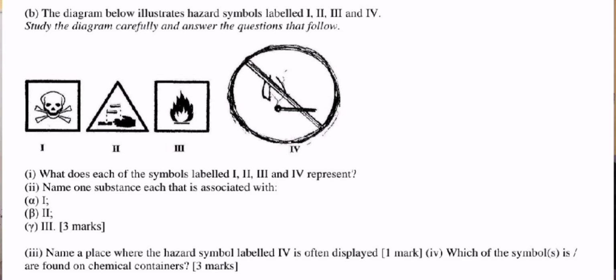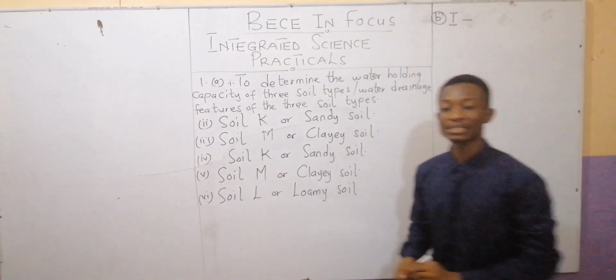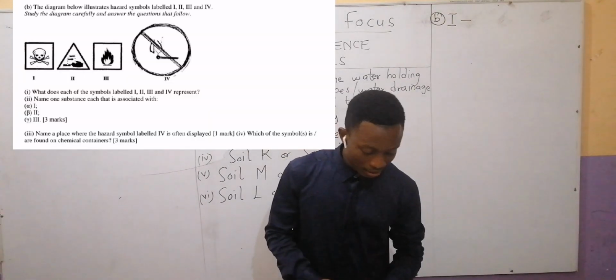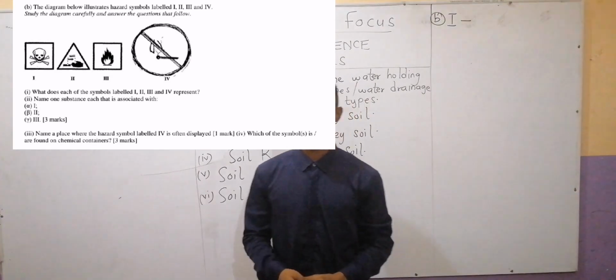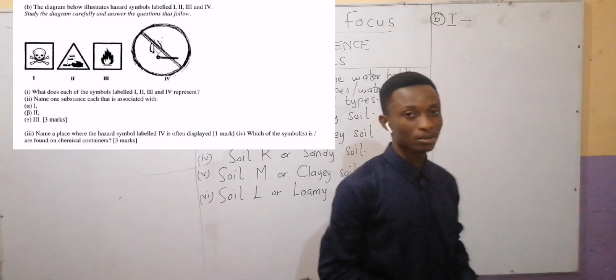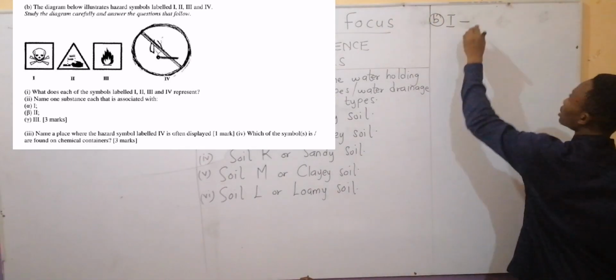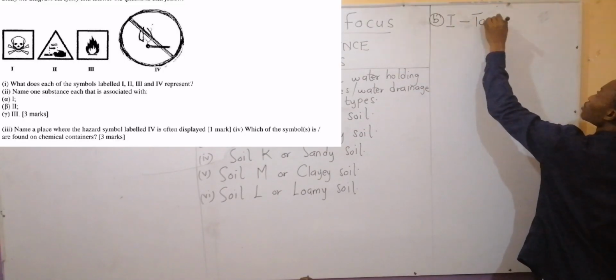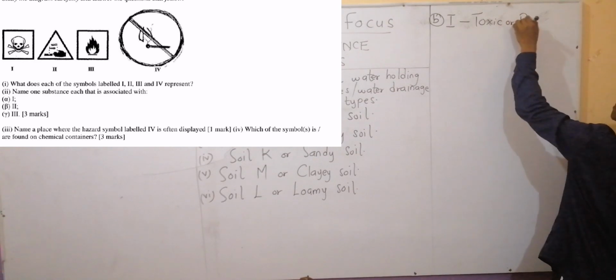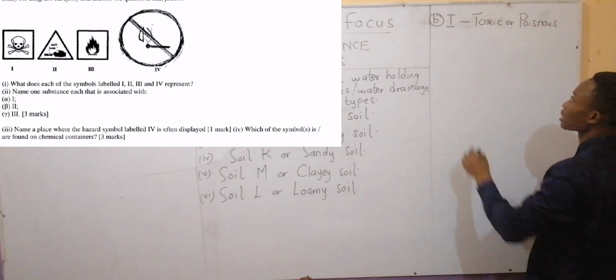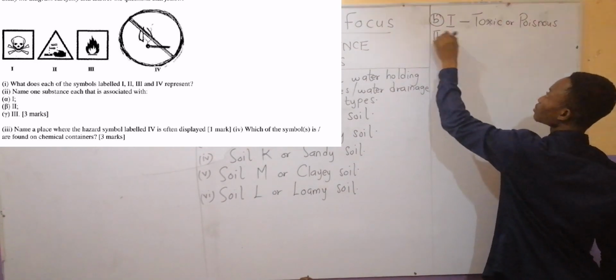So this reminds us of hazard, anything that causes danger to one's health. So the symbol I is mostly seen on things that are so poisonous or toxic to the body. So any hazard that looks that way is called toxic or poisonous. So anything that has this symbol simply means that it is toxic or poisonous.